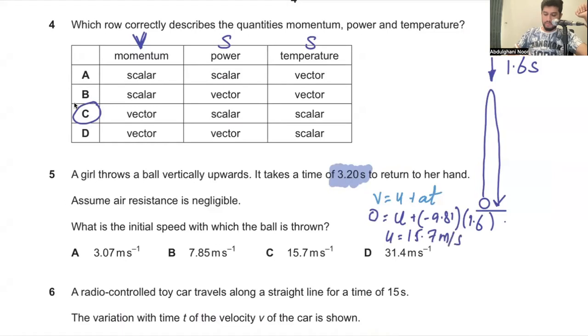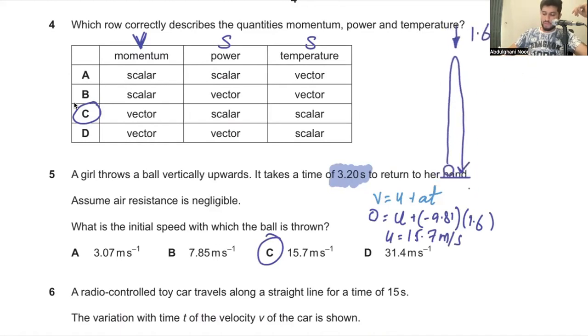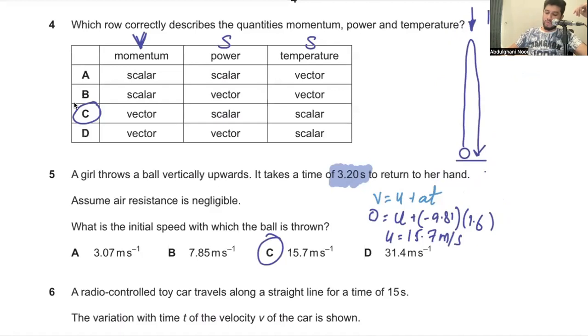Meters per second. Or the other approach to the same question is that you take the entire journey into consideration. You don't split it into two. You talk about the entire journey. And for this entire journey, I'll use v is equal to u plus at.